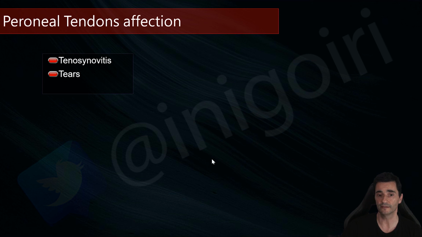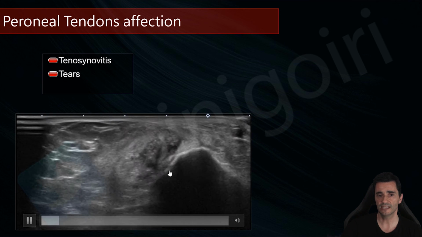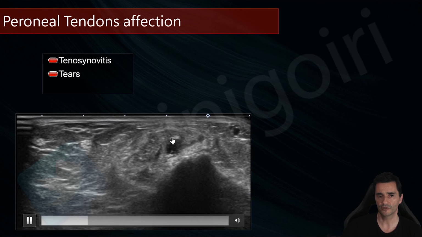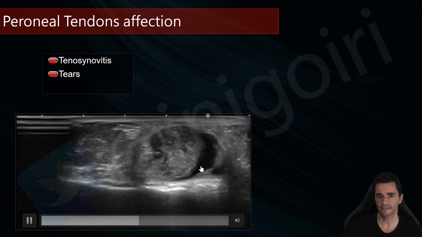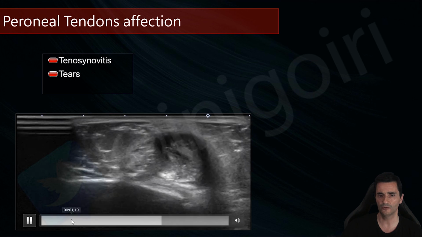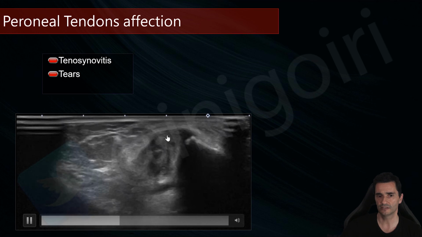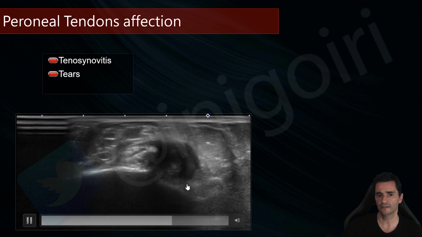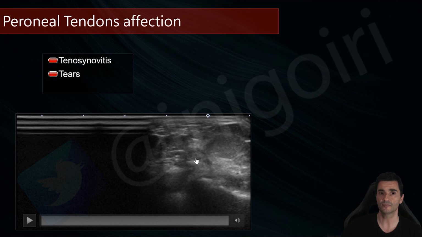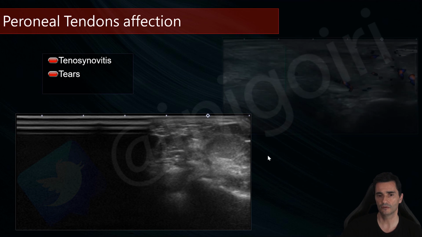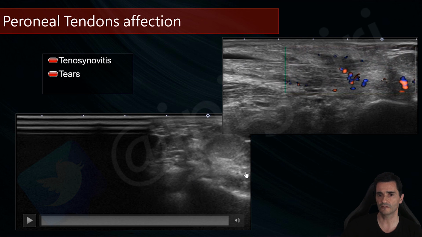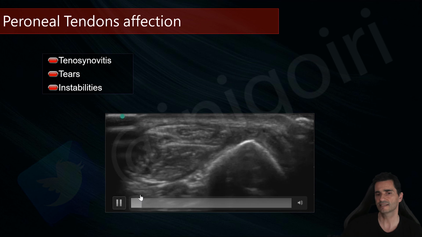to provoke pain. Okay, so this is an image of a tear inside the long peroneus here, and this huge affection here. So this is chronic. This is not an acute image of a peroneal tendon injury, but with the sprain, it began to be symptomatic. Okay, so always check other structures. This is the Doppler of this image here.